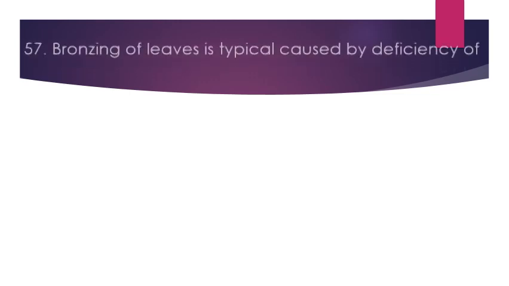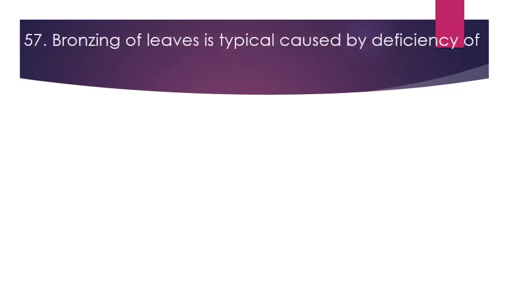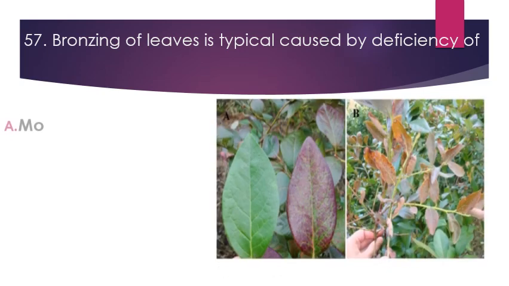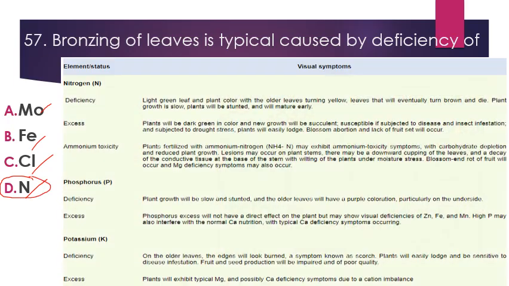The next question is, bronzing of leaves is typically caused by deficiencies of, our options are molybdenum, iron, chlorine or nitrogen. So its right answer is nitrogen. So these are different minerals and their deficiency symptoms and their toxicity symptoms when they are present in excess.